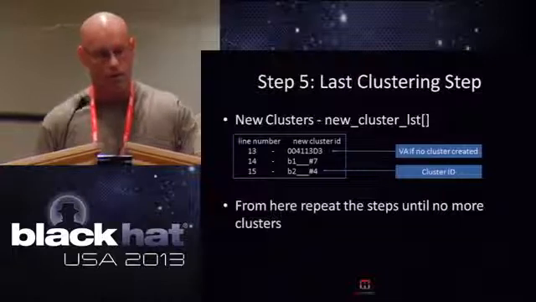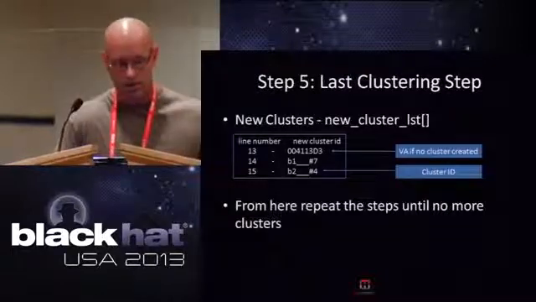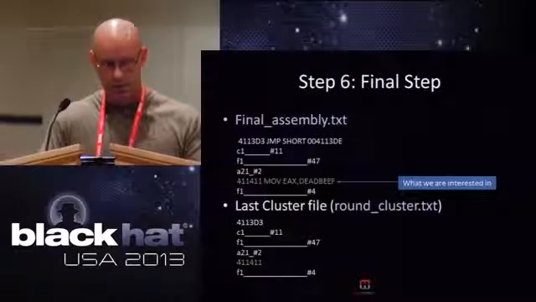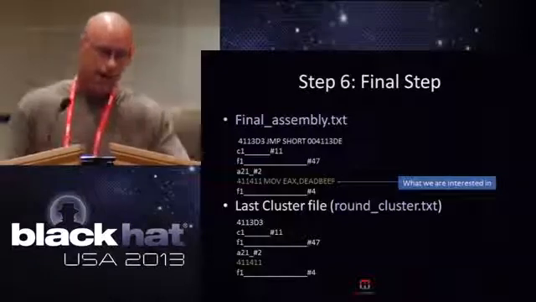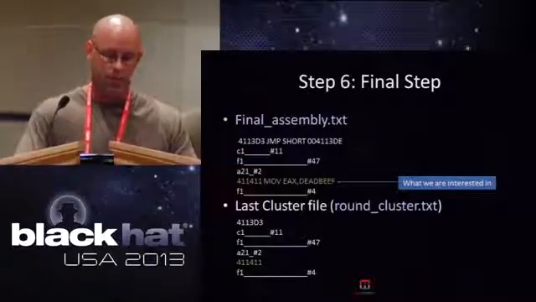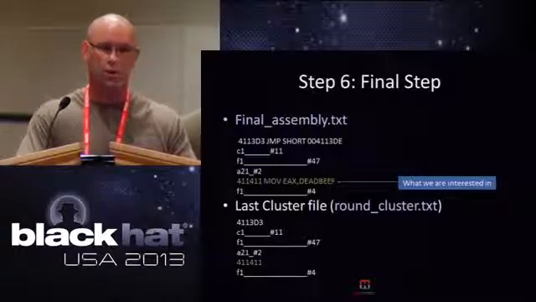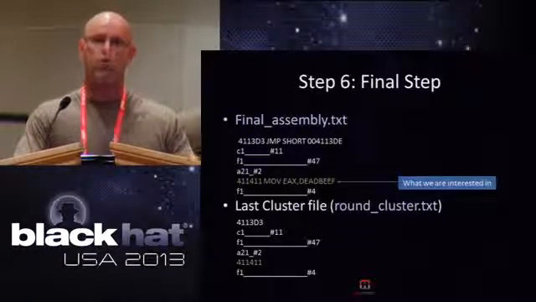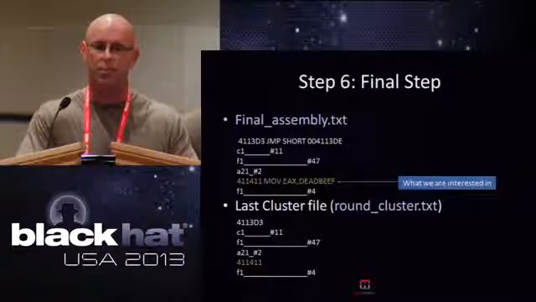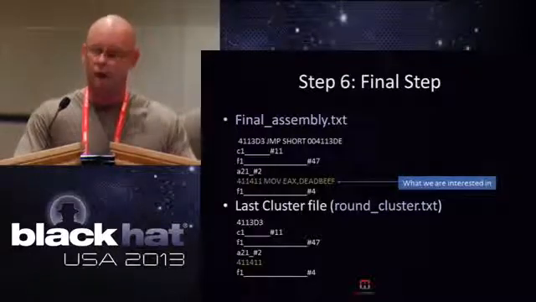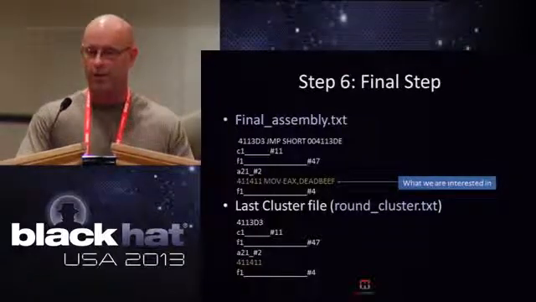And so one of the last steps is creating the new cluster. That's kind of obvious. And then the very, very last step is I create a file called final_assembly.txt. That's the file as a reverse engineer you want to analyze. Okay? So when I showed you that example of Code Virtualizer, right? That's the file you're looking at, and you're looking at these big clusters.